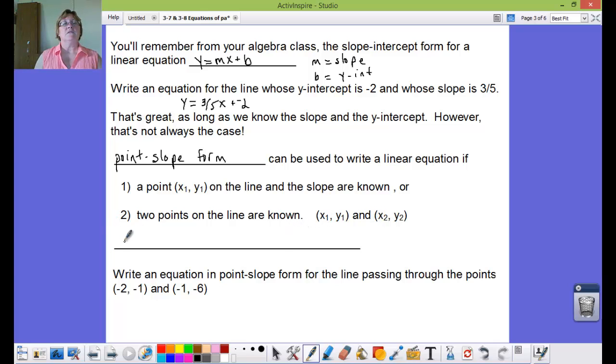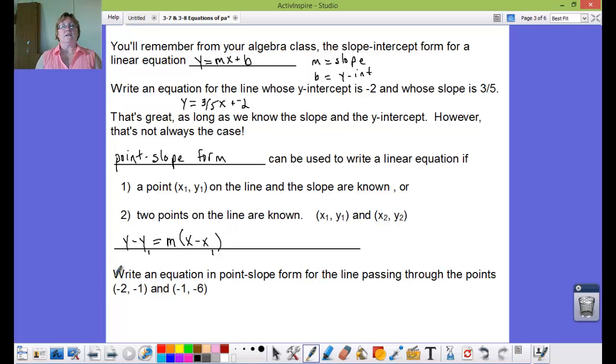Okay? The format for point slope form is this: y minus y1, and y1 comes from a point, y is part of the guts of this formula, is equal to slope times x minus x1. Again, x1 comes from the point, x is part of the deal, just like plain old y, m is the slope.